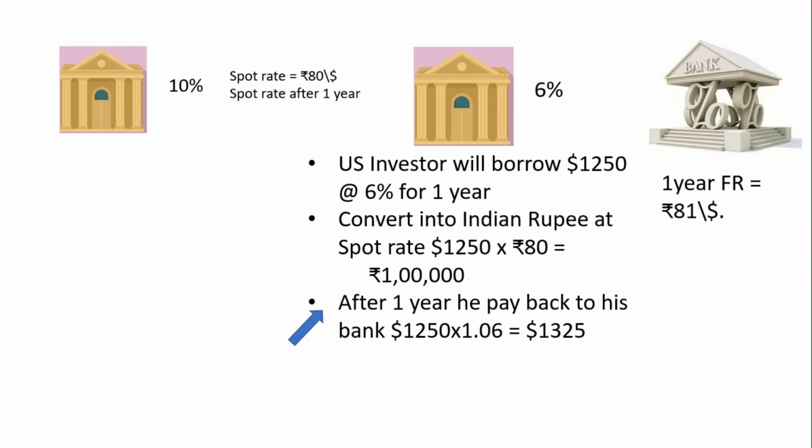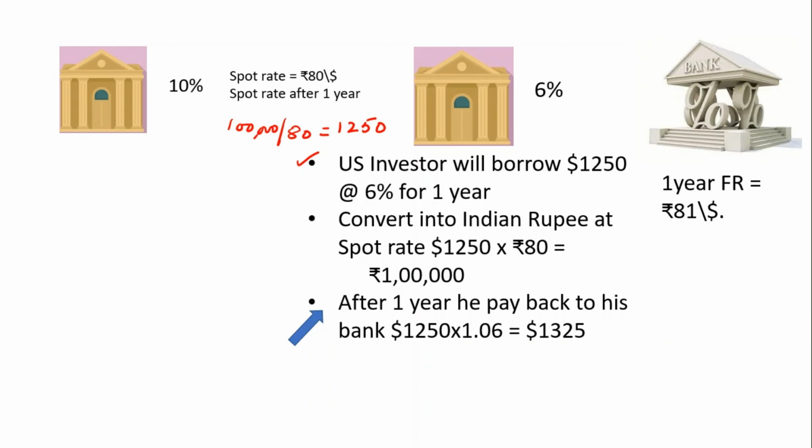So here we can see the United States. Now what we are doing is moving money from the United States to India. So what will the US investor do? The first thing, he will borrow money from American banks. How much money does he need? He needs 1250. From where are we getting this 1250? It's the same thing, that 100,000 Indian rupees at the current spot rate will eventually turn into 1250.